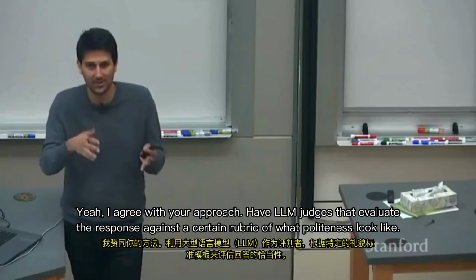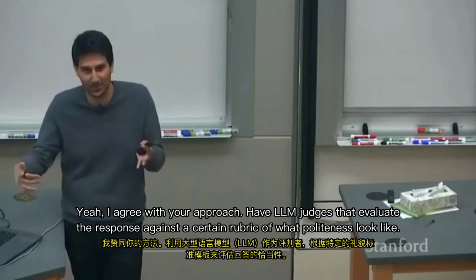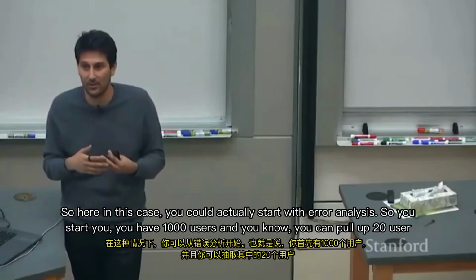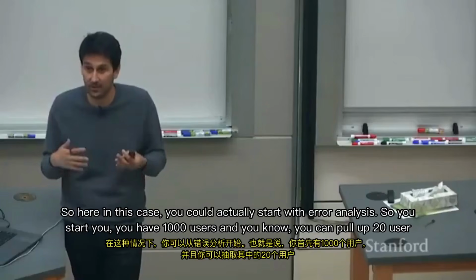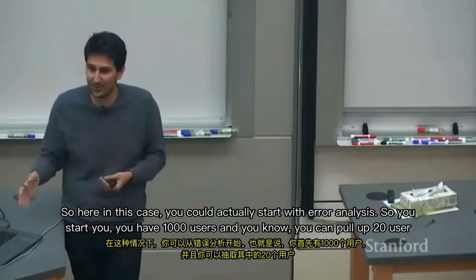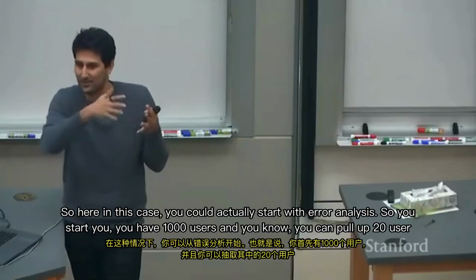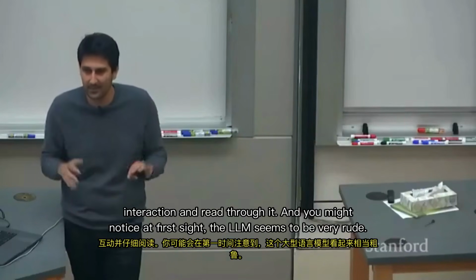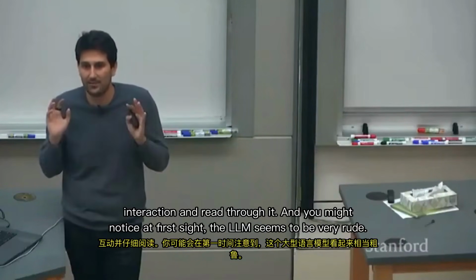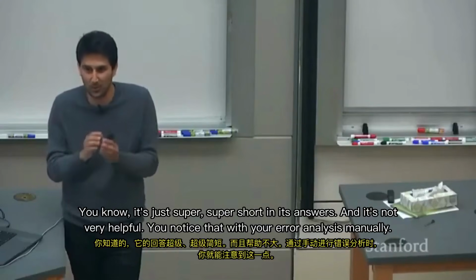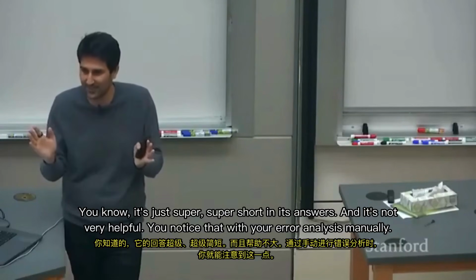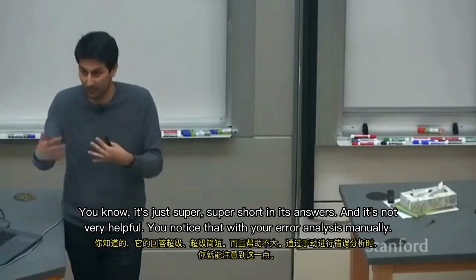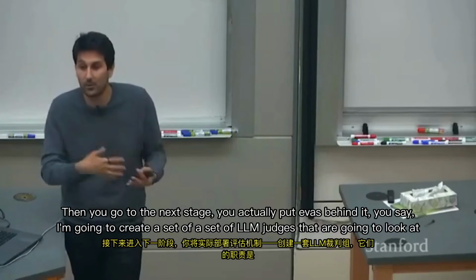Have LLM judges that evaluate the response against a certain rubric of what politeness looks like. So in this case, you could start with error analysis. You have 1,000 users and you can pull up 20 user interactions and read through them. And you might notice at first sight, the LLM seems to be very rude. It's super short in its answers and it's not very helpful. You notice that with your error analysis manually. Then you go to the next stage.